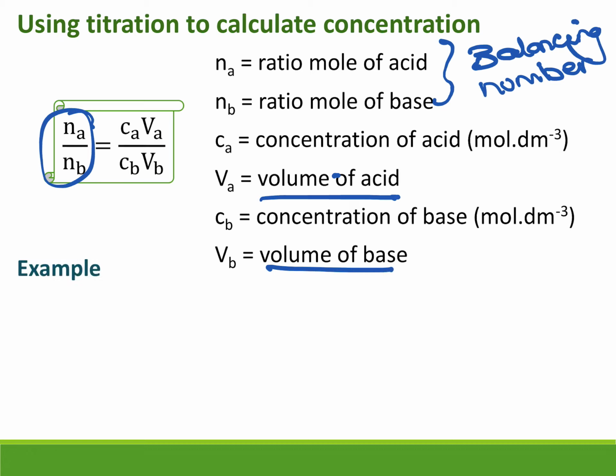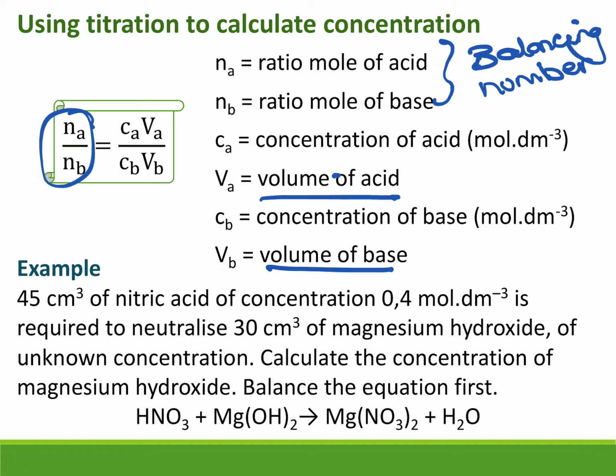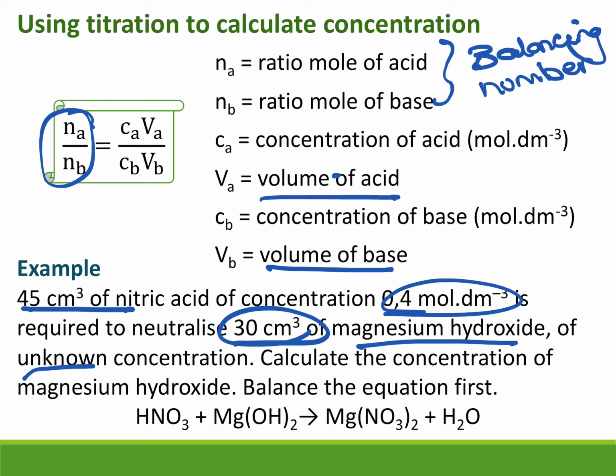The example: 45 centimeters cubed of nitric acid of concentration 0.4 moles per decimeter cubed is required to neutralize 30 centimeters cubed of magnesium hydroxide of unknown concentration. You also have to be able to identify the acid and the base from this. Calculate the concentration of the magnesium hydroxide. So what they're asking for is Cb, and they give you the equation. Now they're nice here. They say to balance the equation first. They're not going to tell you that. You simply need to know that you need to balance the equation first.